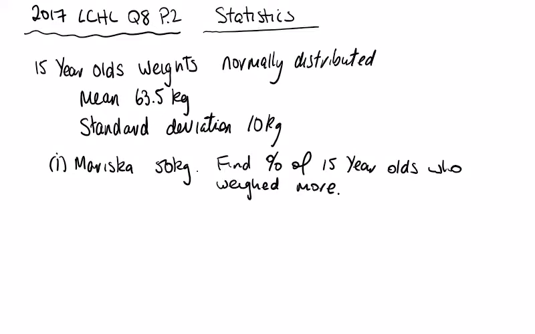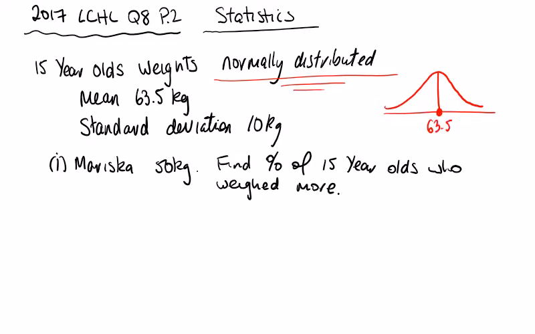2017 Leaving Cert High Level Question 8, Paper 2 is Statistics. It's based on 15-year-olds in Ireland. Their weights are normally distributed, which they always will be in these questions, which gives us this bell curve. So the mean is 63.5. That's in the middle here, the mean. And the standard deviation is 10.